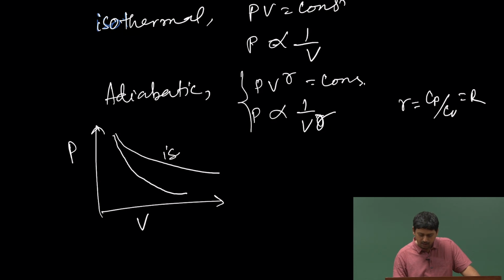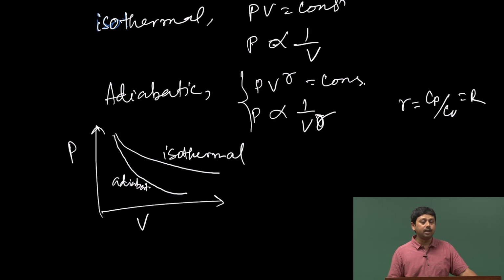So, this is isothermal and this is adiabatic. So, the pressure fall in adiabatic processes will always be lower than isothermal processes. This is the mathematical reason, that one is going by 1 by V and another is going by 1 by V to the power gamma. What will be the physical reason for this?